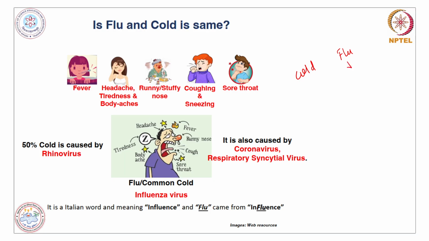In short, you can keep in mind like this. Flu is sudden and cold is gradual. Slowly, slowly you will fall ill. Slowly, slowly you will have uneasiness in your body. So that is your cold. And these are caused by different types of viruses. In the case of cold, it is 50% of the time rhinovirus, and in the case of flu, it is majorly caused by the influenza virus.